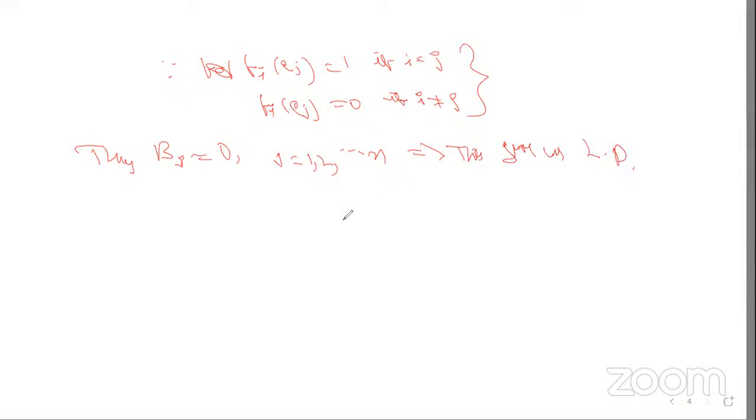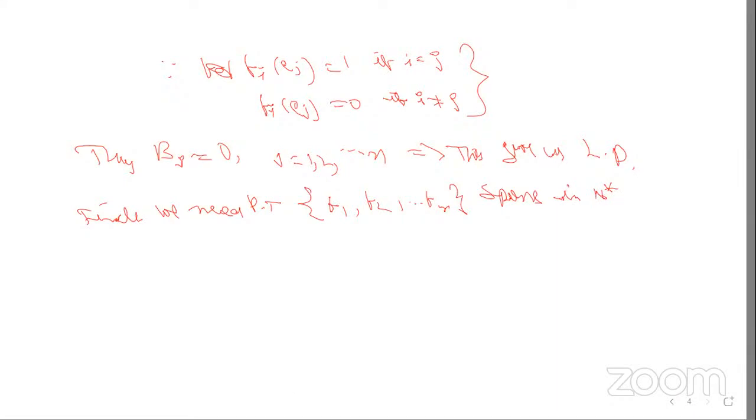Next, finally we show that f1, f2, etc. fn spans N star. Finally, we need to prove that f1, f2, etc. fn spans N star. Spans means the period of time.